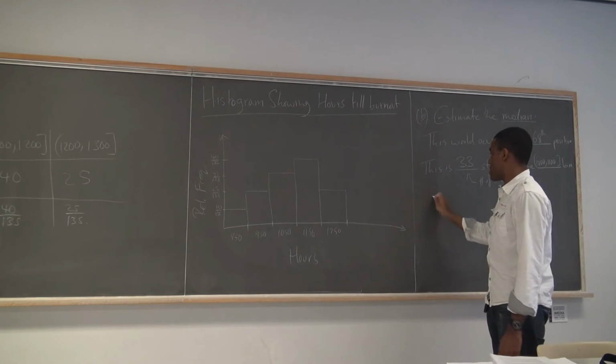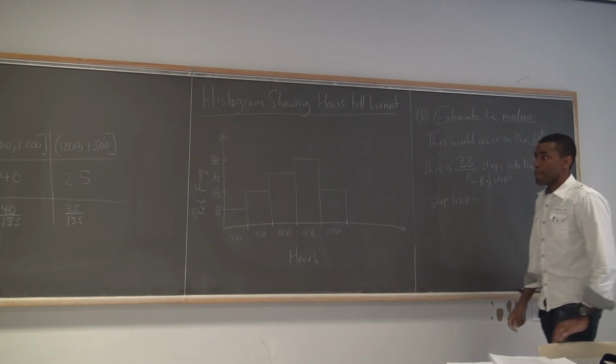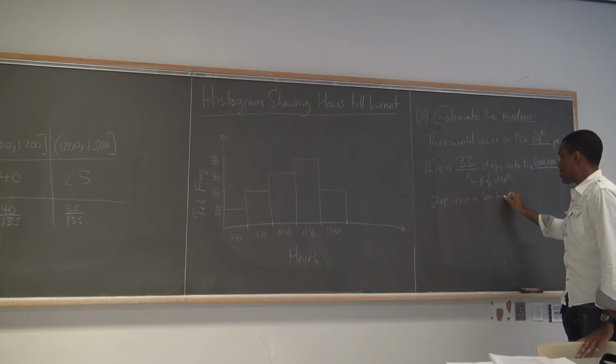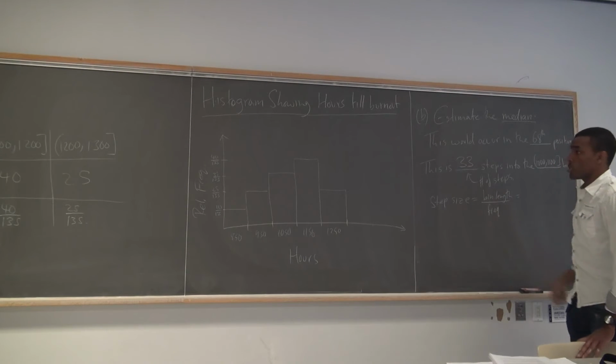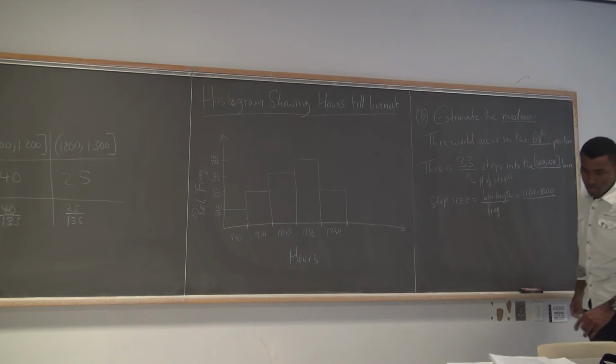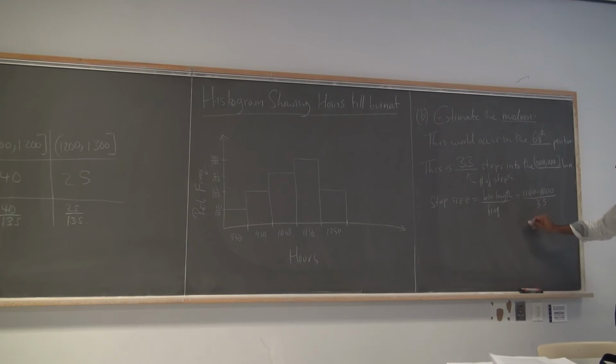How do you figure out the step size? 1100 minus 1000. All right, so remember this is the bin length over frequency, which means it's 1100 minus 1000 over 35. So this is what? 2.86.